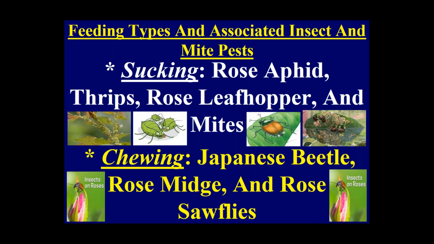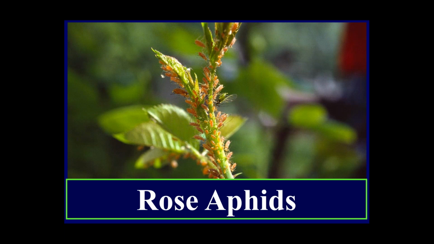The sucking insects are feeding within the vascular tissues. That includes the xylem, which is the water conducting tissues, and the phloem, which is the food conducting tissues, or the movement of carbohydrates. Chewing insects are removing plant parts, flowers, leaves, stems, okay? That includes beetle, the rose midge, and the rose sawflies, okay? So first we're going to cover the sucking insect and mite pest, and then we'll cover the chewing insect and mite pest.